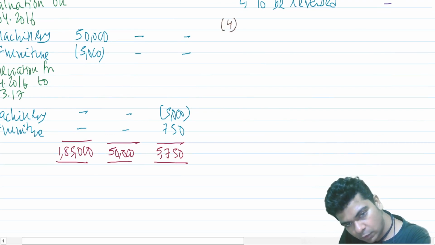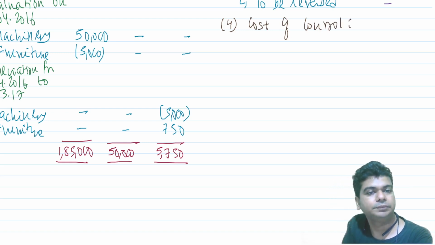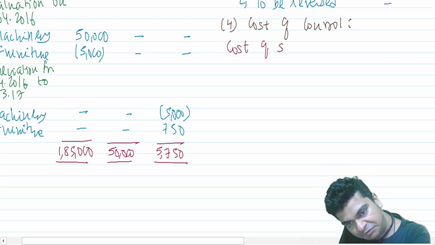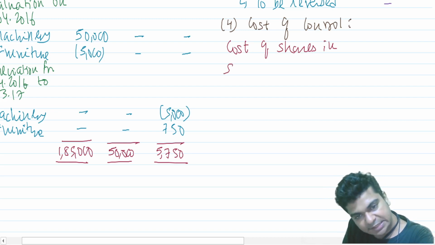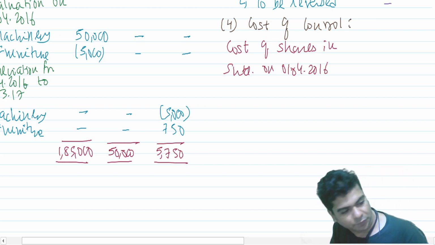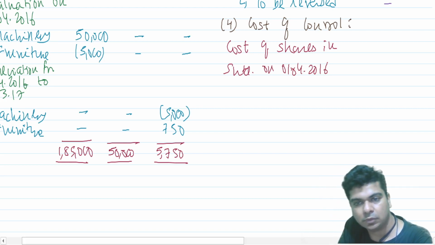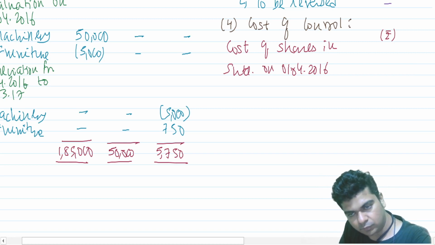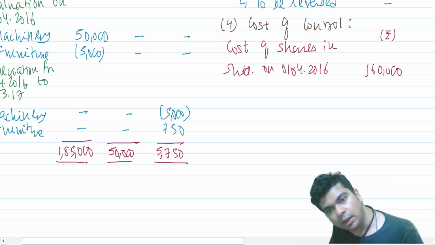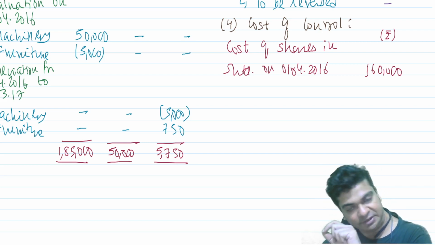Working note number 4. Cost of control. I say cost of shares in S Limited on 1st April 2016. So we refer the question. We have purchased the shares for 1,60,000. It's a bit like accounting standard 14 in a way. This cost of shares will be understood as purchase consideration. Purchase consideration should be compared with net assets.